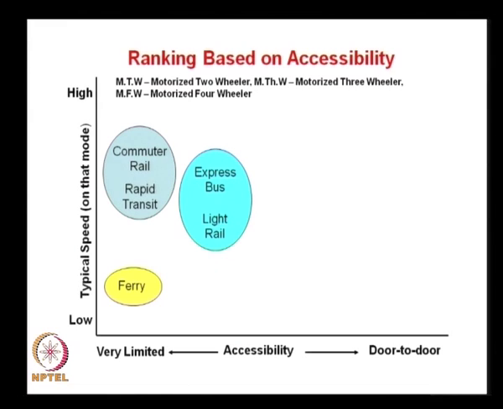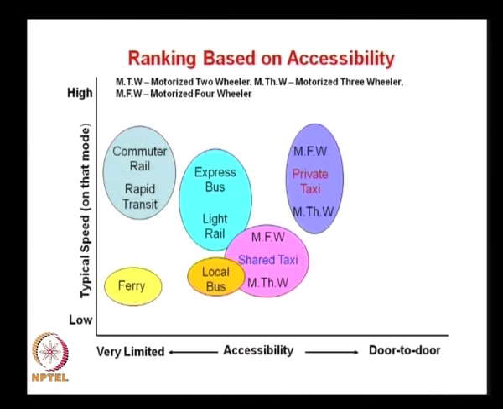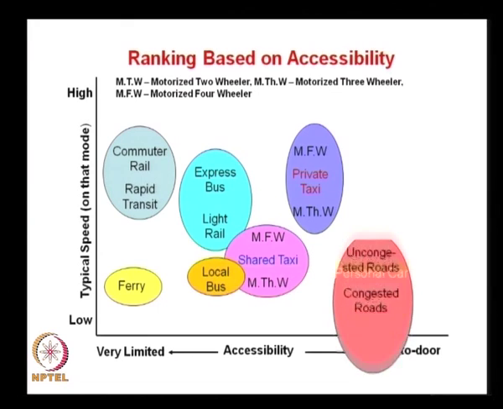Then probably express bus and light rail, which is better accessible compared to the other two. Then local bus, because simultaneously you can see the speed is indicated in respect of each of these modes. Then shared taxi, could be a motorized 4-wheeler or motorized 3-wheeler. Next comes private taxi, which is easily accessible compared to shared taxi, could be a motorized 4-wheeler or 3-wheeler.